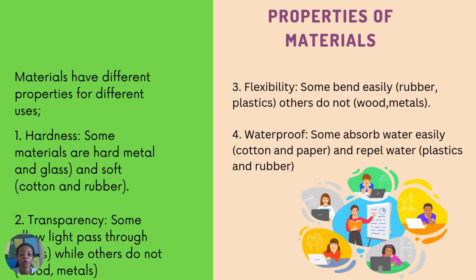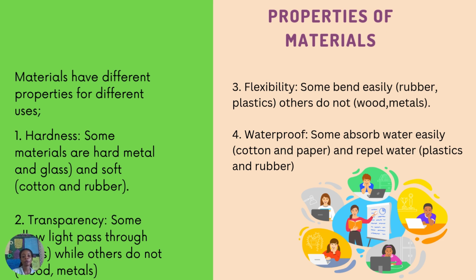The third type of property we're going to be looking at is what we call flexibility. Now, some materials bend easily, like when you're using them in the production of items, they make production simple because they bend easily, such as your rubbers, your plastics, while others do not bend easily. They require extra effort before you can get them to bend. Examples are your woods, your metals, and the likes.